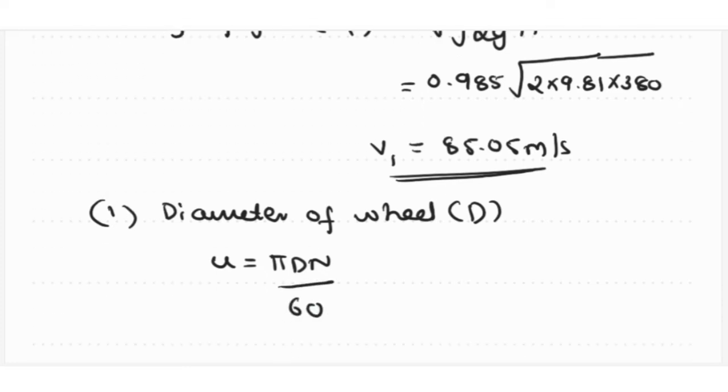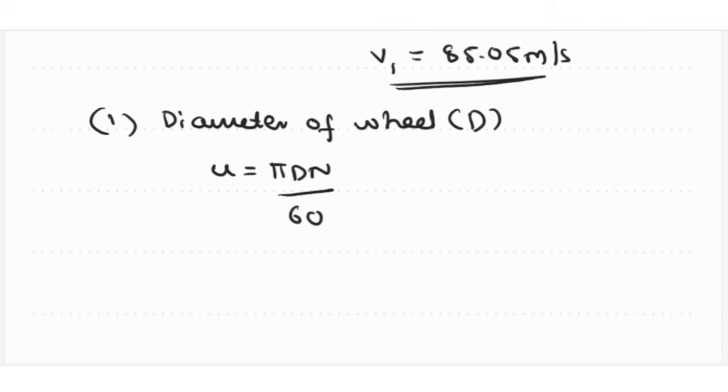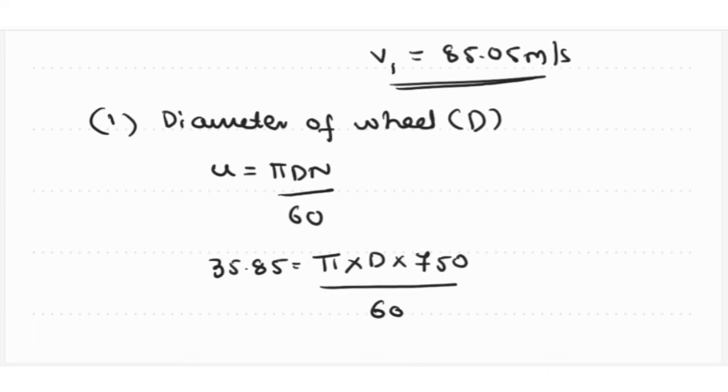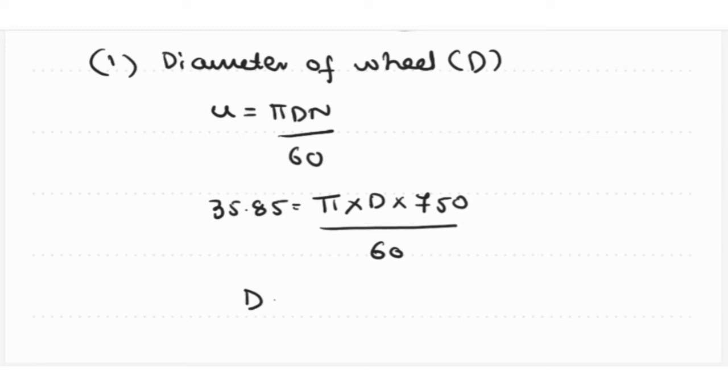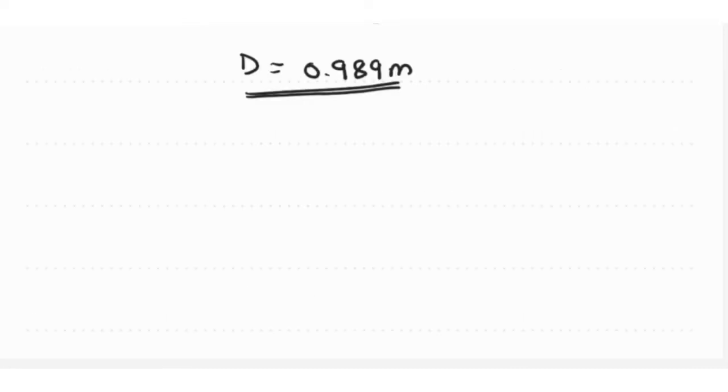So v1 we have calculated as 85.05 into pi, D is unknown, N is 750 divided by 60. So if you solve it, you will get diameter of wheel D is equal to 0.989 meter. So let us go with the second part.